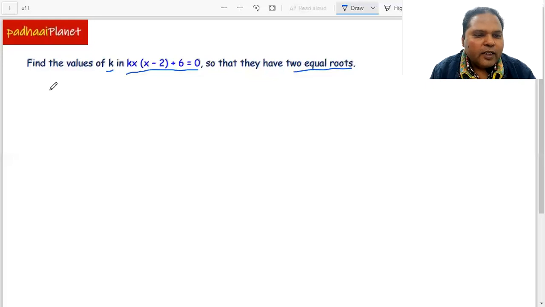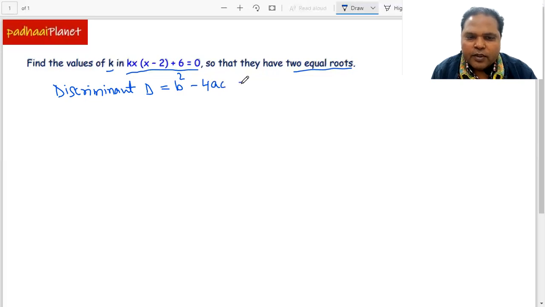Now we already know that if any quadratic equation has two equal roots, that means the discriminant of the quadratic equation, which is also called D, will be equal to b square minus 4ac, and D will be equal to 0. Now what we need to do, very simply, is put the values of a, b, and c and find out the value of k.